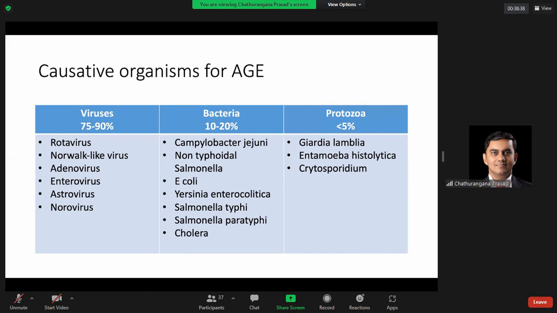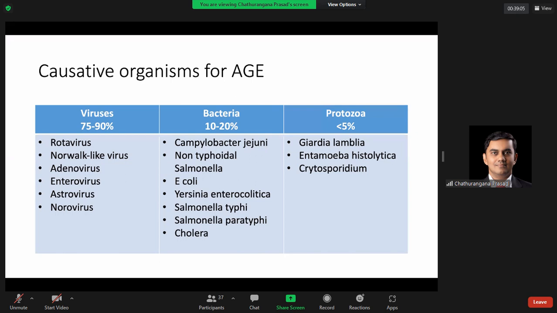So these are the viruses. As I said, more than 75% of them are due to viruses. Rotavirus is the number one cause, especially in the first year. Then, you need to know some names, right? Adenovirus, enterovirus, like that. Bacteria account for about 10 to 20%, depending on the community. Most of them, at least the majority, cause blood and mucus diarrhea, except cholera. Cholera causes a watery diarrhea. You call it rice water diarrhea.